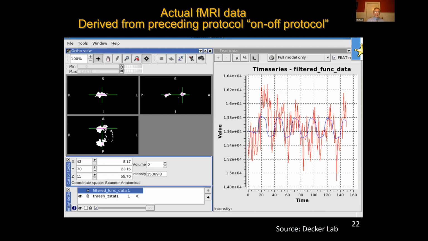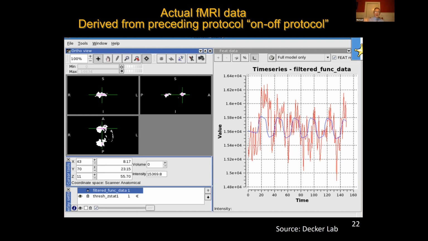And on the right-hand side, there's time series filtered functional data. The up and down blue sinusoidal wave is where we're telling the person, task on, you're going to perform this gambling task for 20 seconds. And then when the blue wave line drops to the bottom, that's where the person rests for 20 seconds.